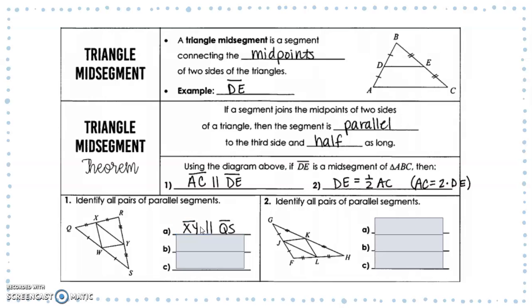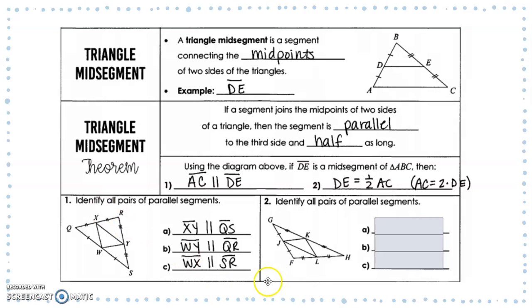So when I write out my parallel sides, we're going to have 3 different ones. We're going to start with looking at XY parallel to QS. So XY would be my midsegment, QS would be the side of my triangle. The next relationship that we have is WY is parallel to QR. Again, WY is my midsegment and QR is the original side of the triangle. Last one that we have is that WX is parallel to SR. SR is my original side in my triangle and WX is that midsegment.